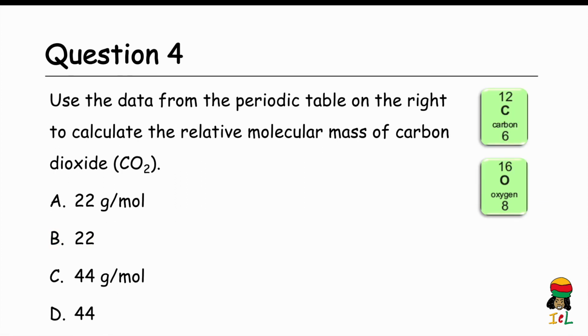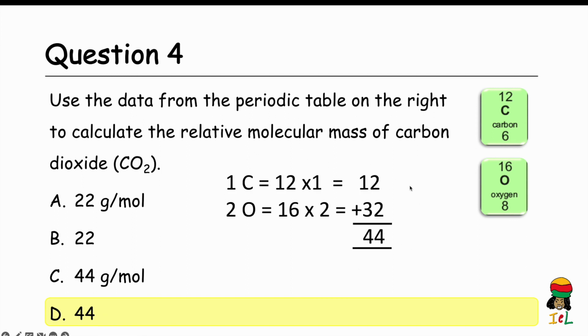Question 4. Use the data from the periodic table on the right to calculate the relative molecular mass of carbon dioxide. A, 22 grams per mole, B, 22, C, 44 grams per mole, D, 44. The answer is D, 44. We are finding the relative molecular mass, so the value should not have any units attached. And here we show how we have calculated the relative mass for carbon dioxide.